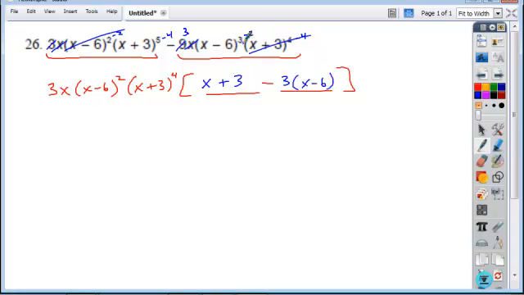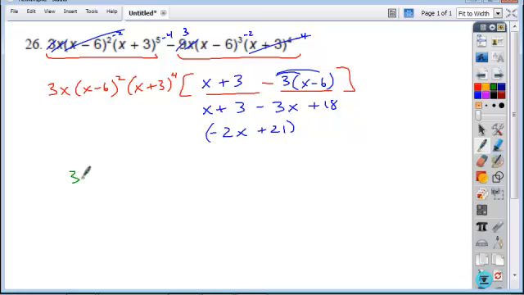So here's what's left. If we just simplify what's inside the brackets, so distribute our negative 3, we get x plus 3 minus 3x plus 18. Combine our like terms, negative 2x plus 21. So here's our remaining factor. So we can write our answer now.